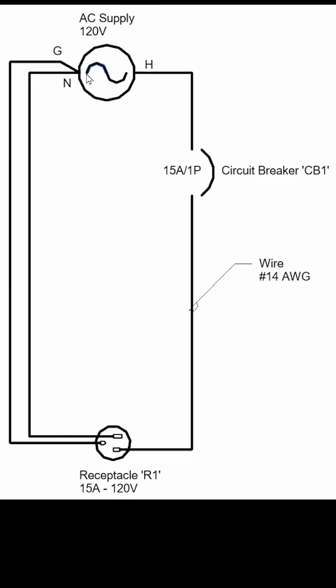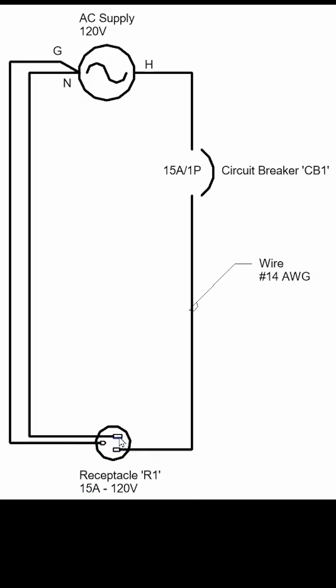So we have a power source up here. This is an AC 120-volt supply. This can be represented by your panel, say, for example, in your house. And from this panel, you're taking a hot wire through a circuit breaker, in this case a 15 amp single pole circuit breaker, through number 14 gauge wire down to a receptacle indicated by this symbol.